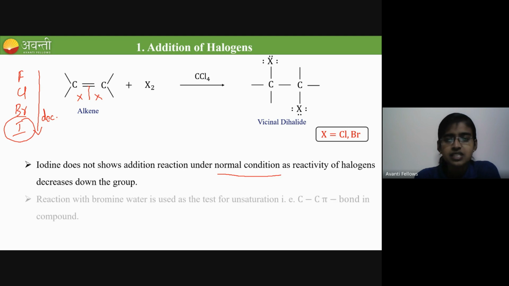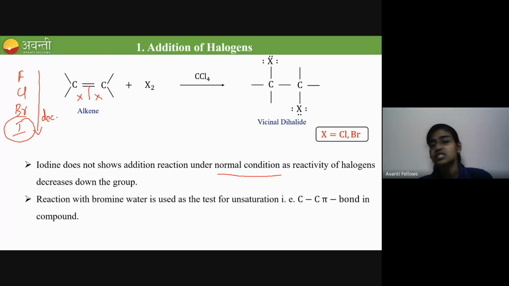And the reaction with bromine, if you see, bromine water, it is used as a test for unsaturation. So what is meant by test for unsaturation? If I want to know whether my compound has a double bond, that is a pi bond, or not, I can use this bromine water test. Okay, that is called a test for unsaturation. I'll explain this test in detail.